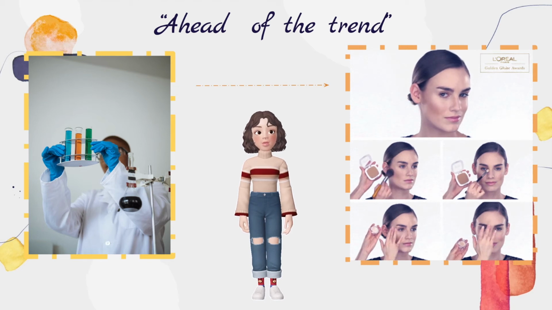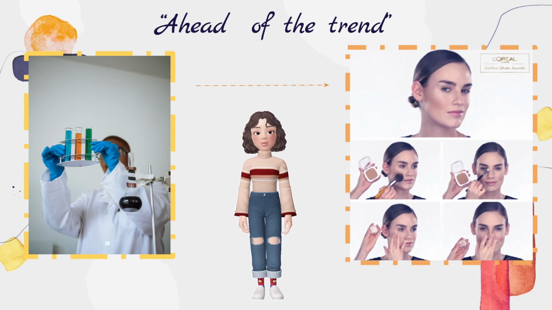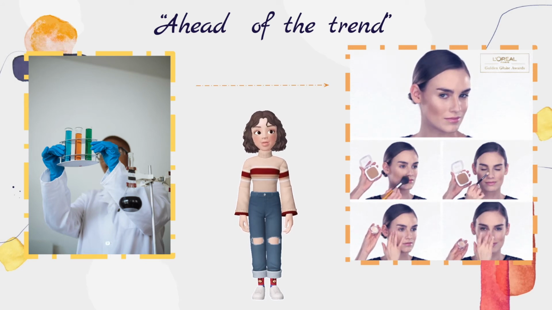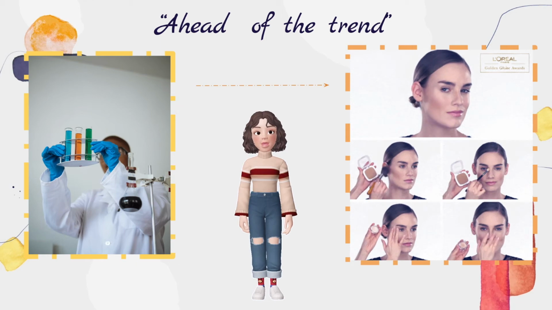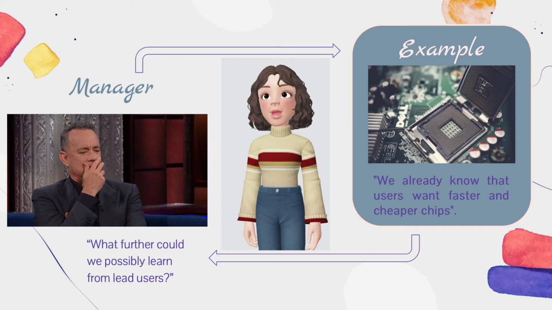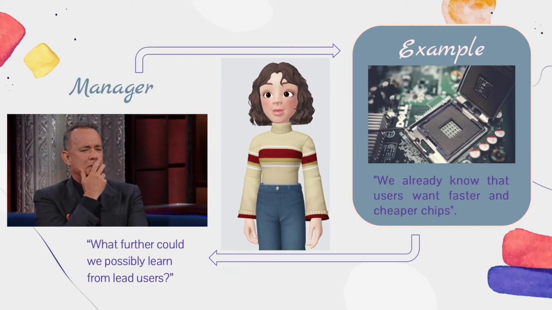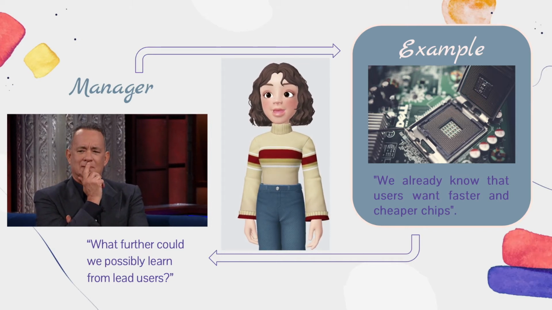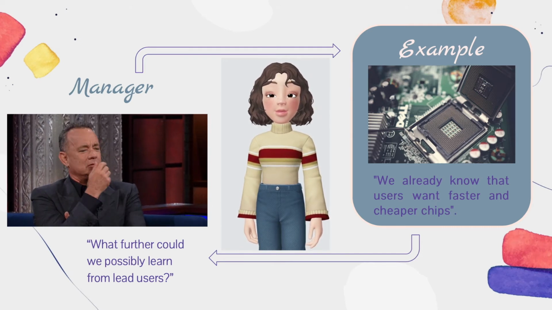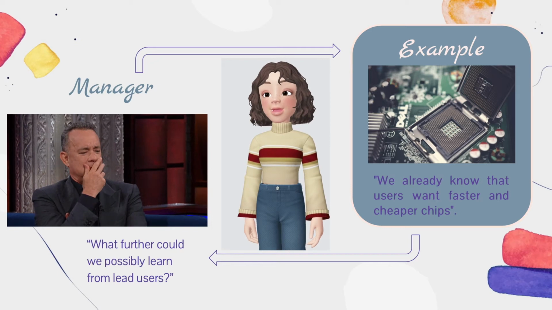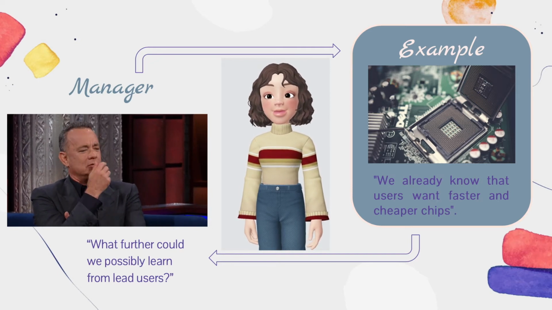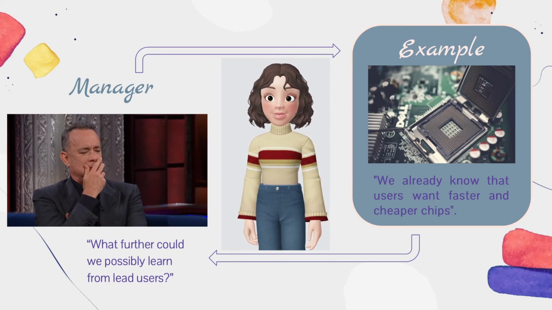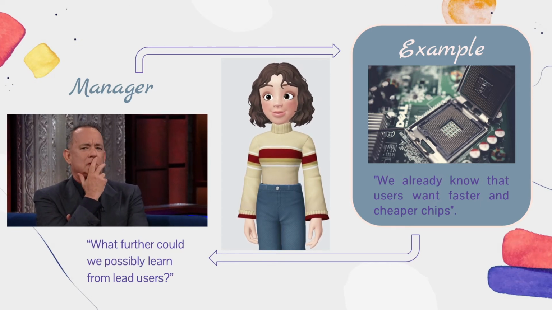Manufacturers in the cosmetic industry know that their lead users are always looking for tips and new makeup techniques, so it is intuitive that the product should be more versatile. But despite this, many managers may come to question what lead users have to teach product or service developers. An example would be computer memory chip makers, who might say we already know that the users want faster and cheaper chips. So given this, what else could we learn from them?